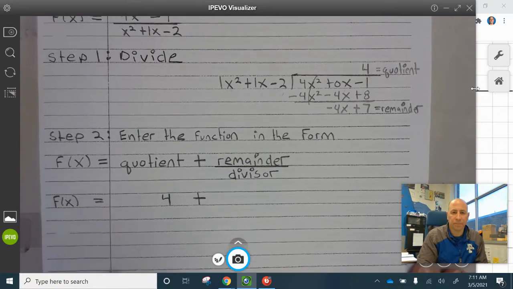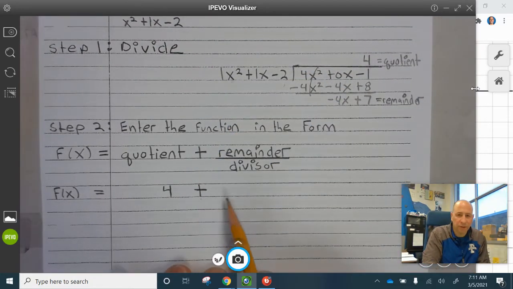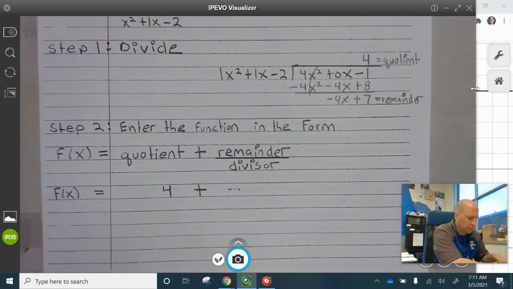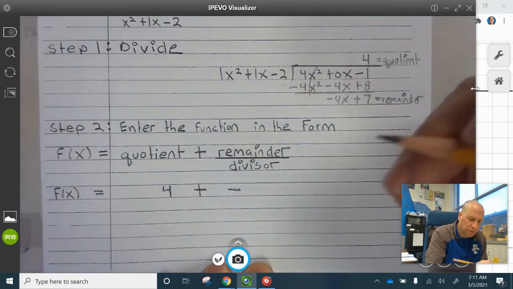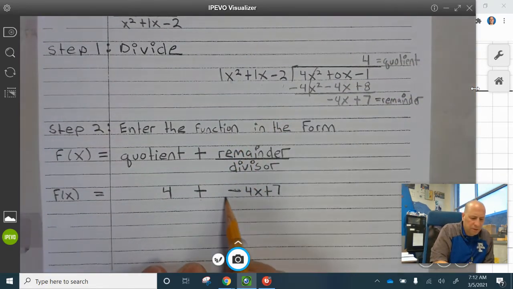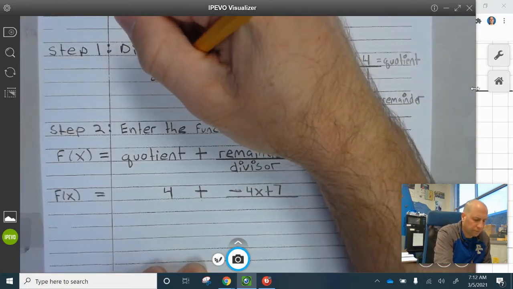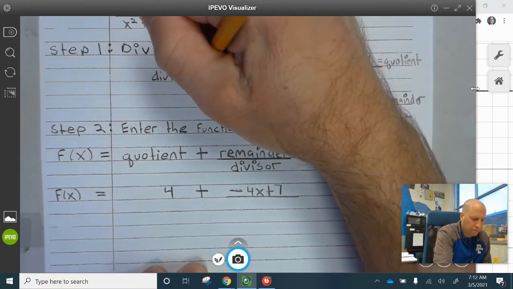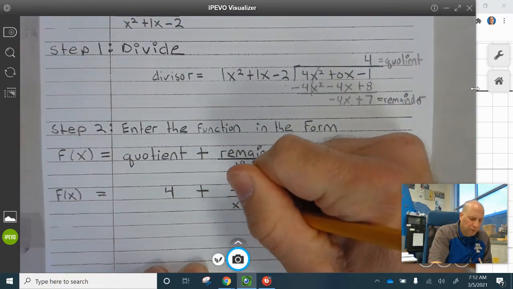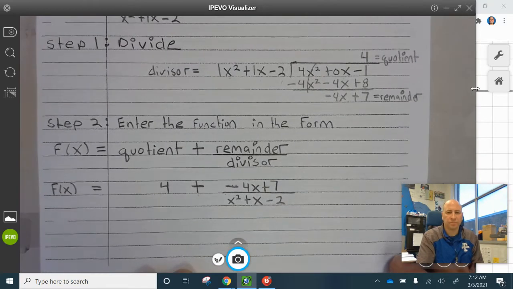Normally every time you put a plus and then the minus 4x, but I think you're filling in the box. So I think in the answer, you're going to put negative 4x plus 7 divided by the divisor, which is here: x squared plus x minus 2.